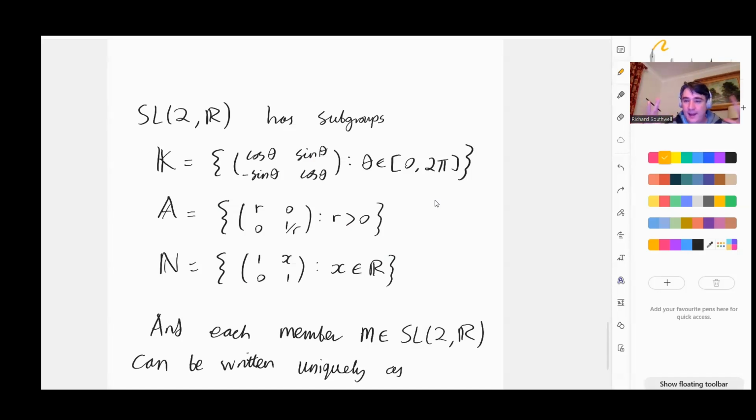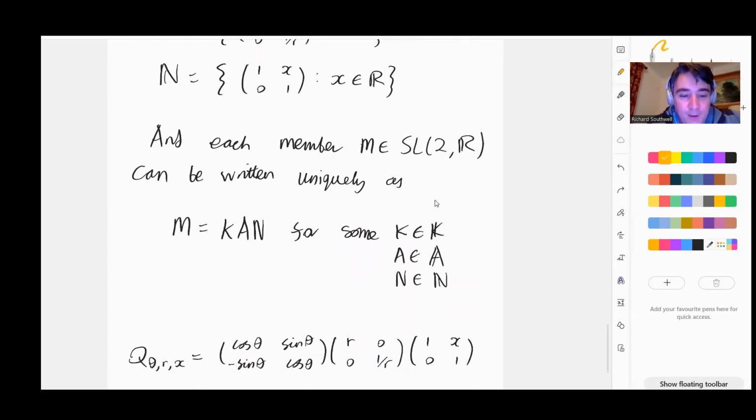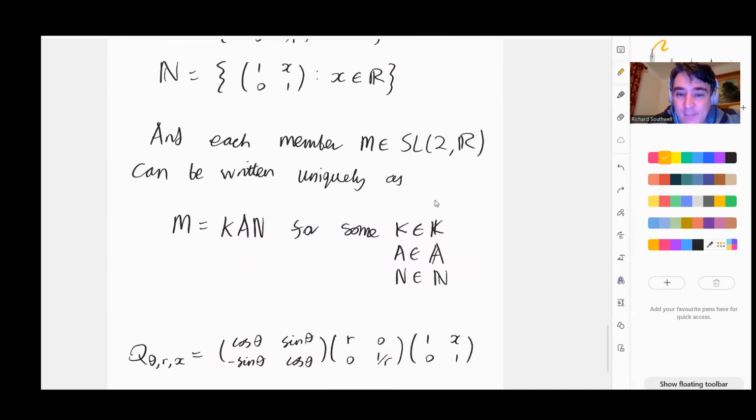Okay, so here comes the amazing theorem. This is called the KAN decomposition theorem. And I'll put a link to a paper about this in the description of the video. But this is really beautiful. Basically what we're saying here, this is our theorem, is that for every member of SL2 of R, we can write that member uniquely as a matrix K, which comes from this scripty K subgroup, times a matrix A from scripty A, times a matrix N from scripty N.